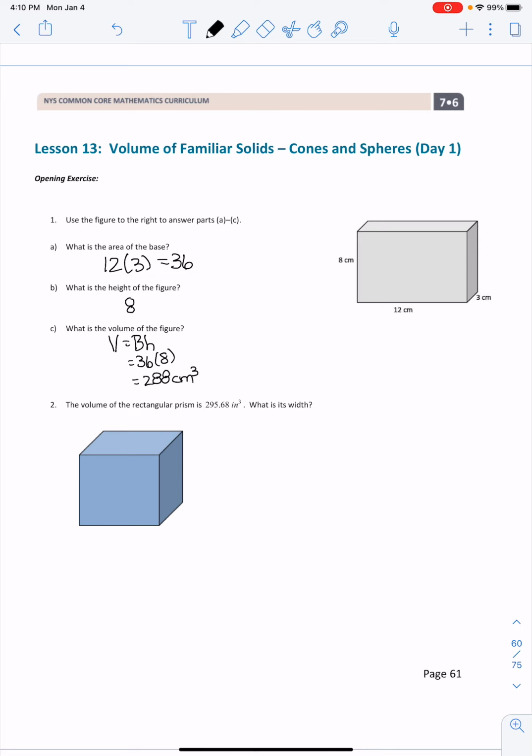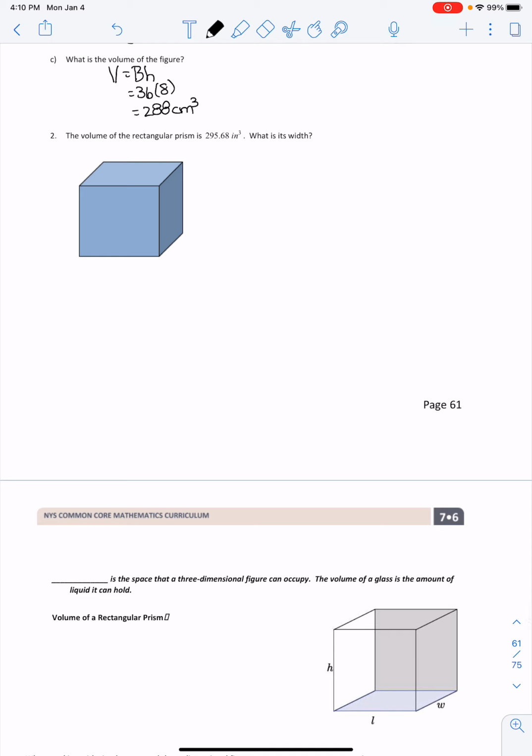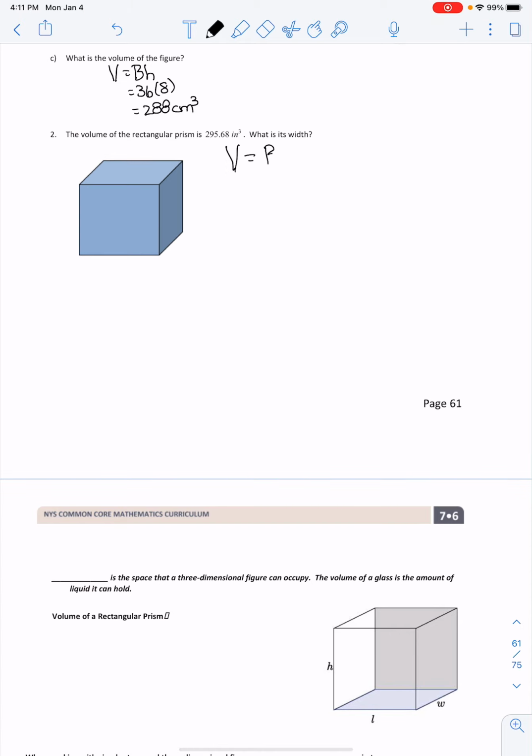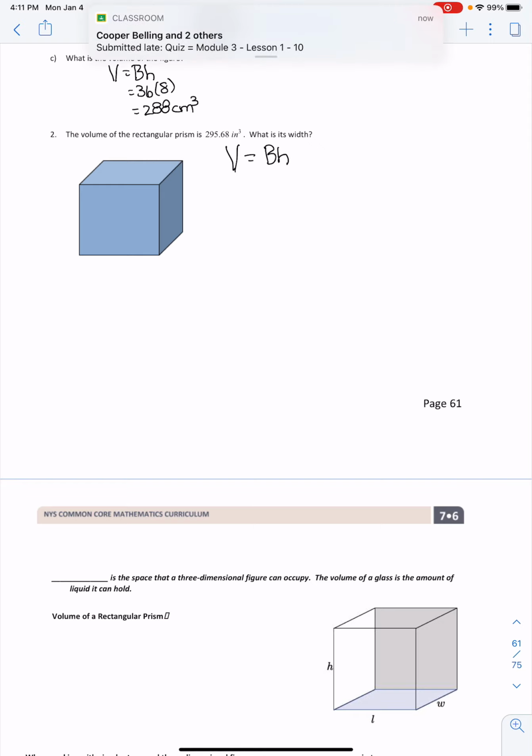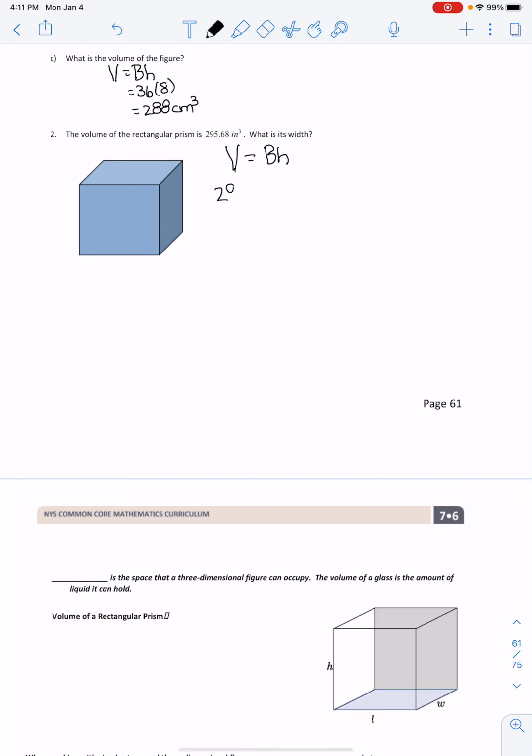Next, for number 2, we have the volume of our rectangular prism, which is 295.68 inches cubed, and we want to know what our width is. Our volume is capital BH. Here, we replace our volume with 295.68, and that equals our length times width times height. Our length is 11, we have our width, and our height is 6.4.